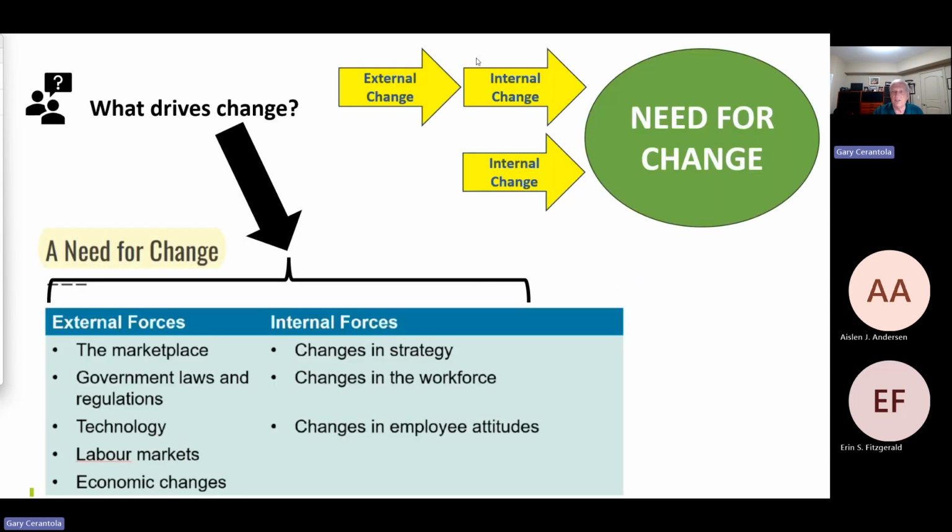And what you need to understand in change, and you can see the yellow arrows here, is that sometimes the need for change is totally driven by an external change. Sometimes an external change will force an internal change to go forward. And other times it's just a recognition that the organization needs to change, because you start realizing that it's not working the way it could, and that causes a justification for change. So on the internal forces, it's changes in strategy, changes in the workforce, or changes in employee attitudes, whereas external, it's all those things that we talk about in PESTLE.